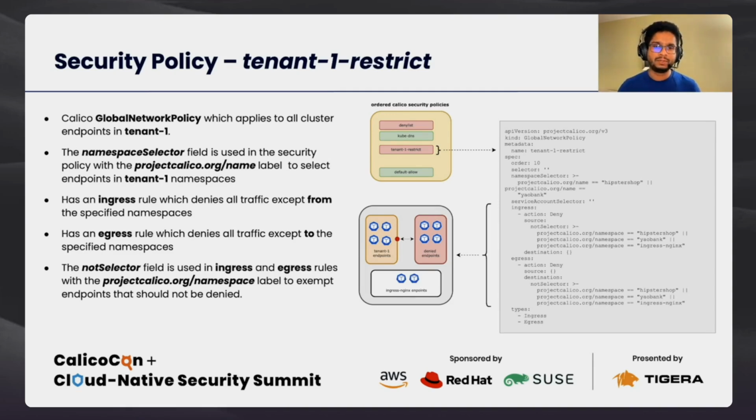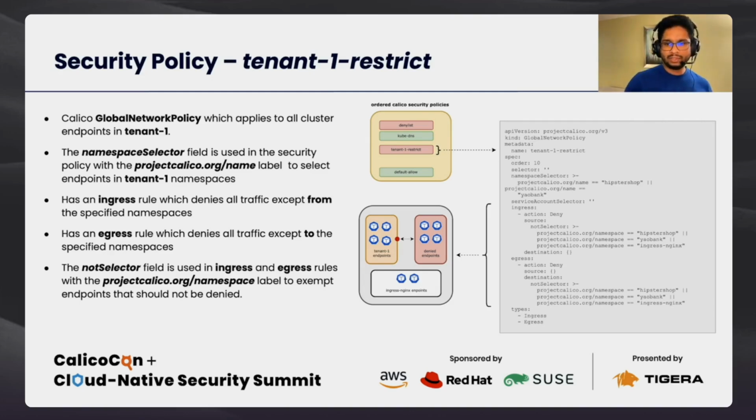It has an ingress rule which denies all traffic except from the specified namespaces. It has an egress rule which denies traffic except to the specified namespaces. And the not selector field is used in ingress and egress rules with the projectcalico.org/namespace label to exempt endpoints that should not be denied.